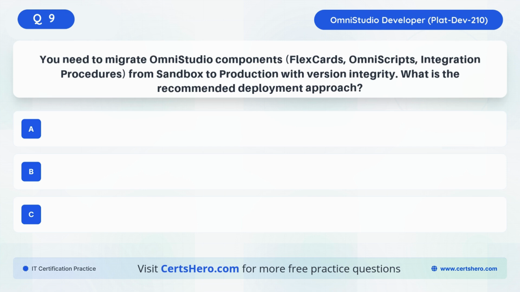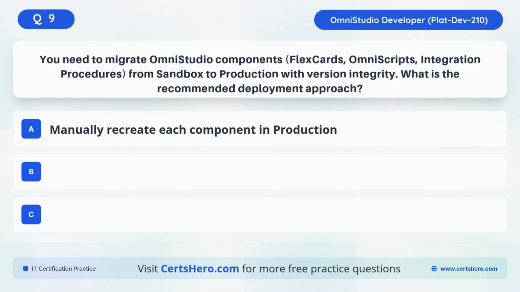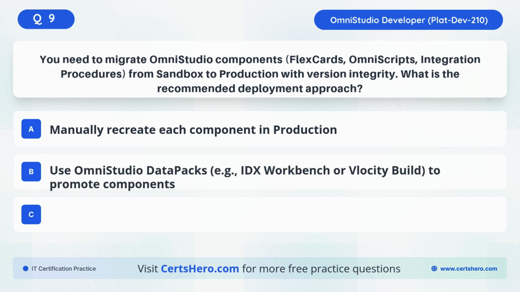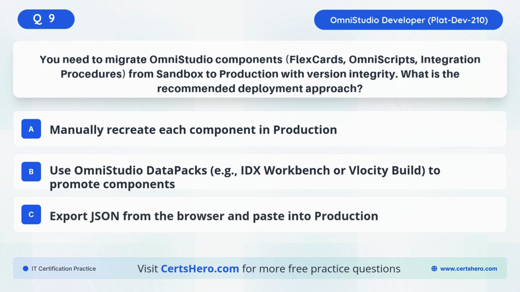Moving on to question 9. You need to migrate OmniStudio components like FlexCards, OmniScripts, and integration procedures from sandbox to production with version integrity. What is the recommended deployment approach? A. Manually recreate each component in production. B. Use OmniStudio data packs, for example, IDX Workbench or Velocity Build, to promote components. C. Export JSON from the browser and paste into production.